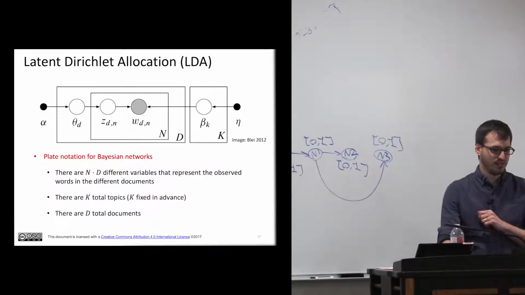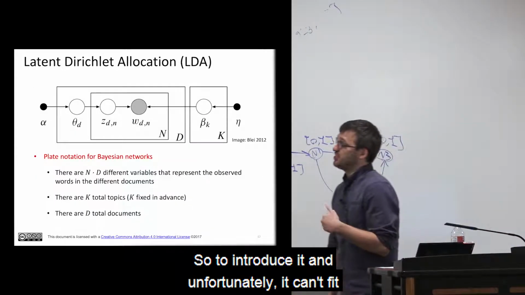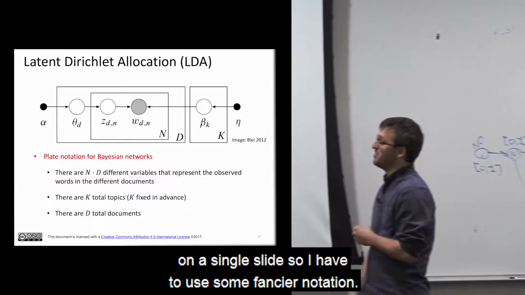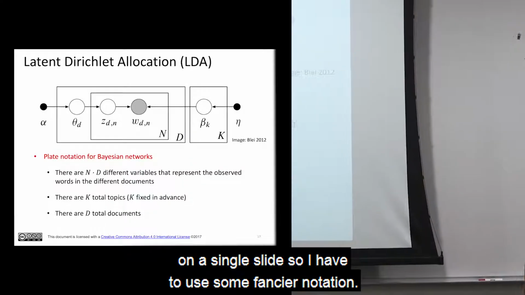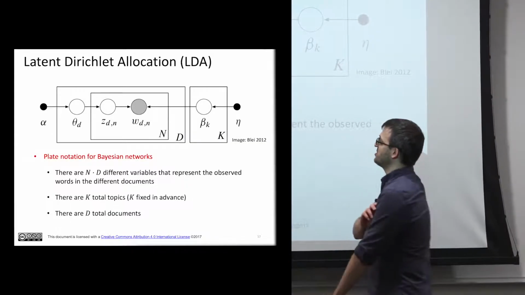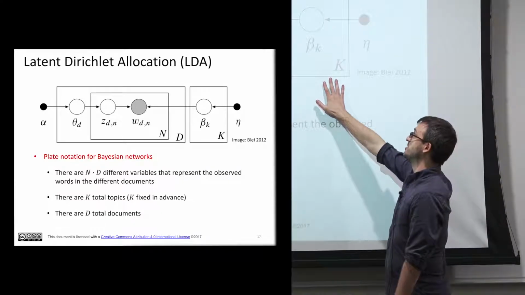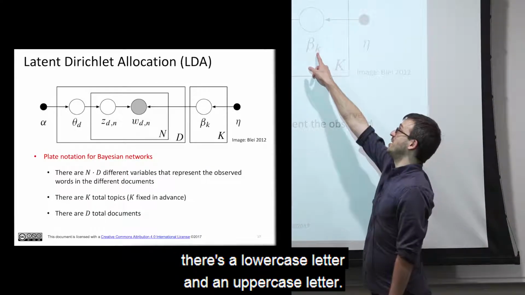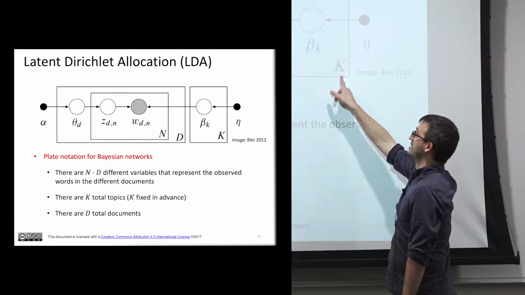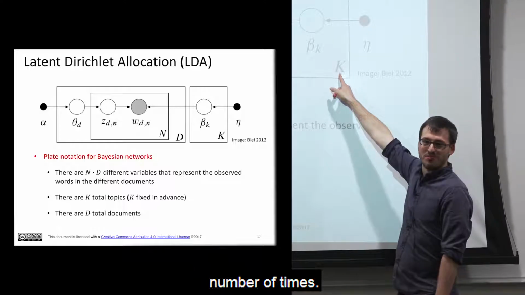Okay. So what does the model look like as a Bayesian network? To introduce it, it unfortunately can't fit on a single slide, so I have to use some fancier notation. This notation is called plate notation. The idea is every time you see one of these big boxes, there's a lowercase letter and an uppercase letter. The lowercase letter is replicated uppercase letter number of times.